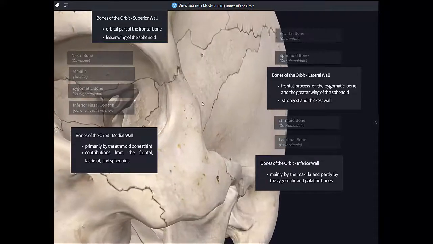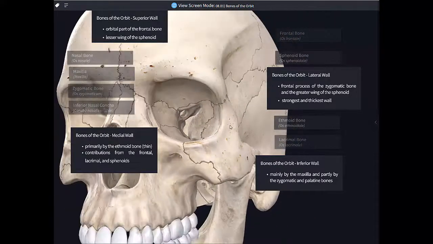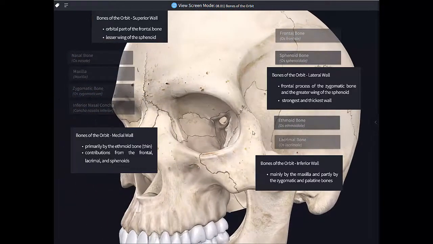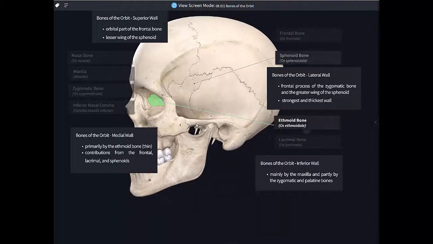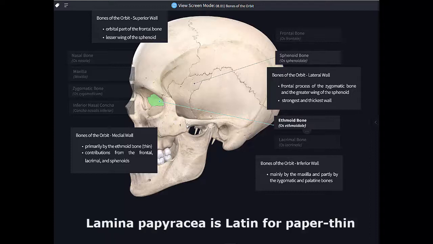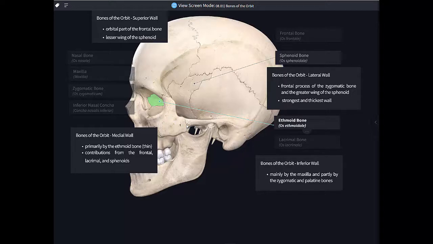Now, the thinnest of the walls of the orbit is going to be the medial wall. Primarily, it'll be comprised of the ethmoid bone, which is this one here. If I click on it like that, you can see that is the ethmoid bone. And as I said, it's very, very thin. It's also referred to as the lamina papyracea, because this is a wall of the orbit that fairly easily fractures if there is sufficient trauma exerted on the eyeball.